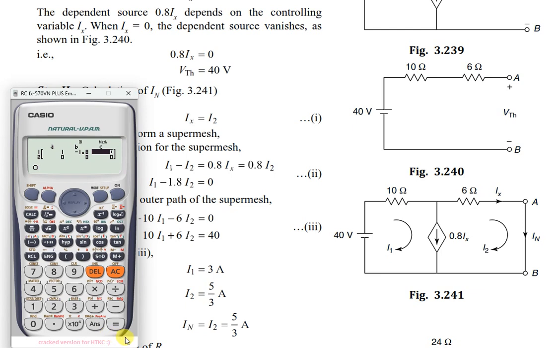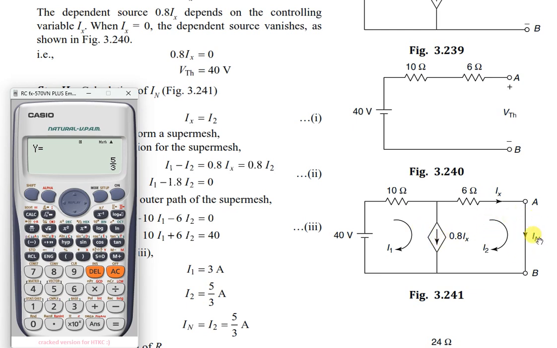Once again you have to enter 0 is equal to, next to 10 I1. You have to carefully enter the coefficient of I1 only in the beginning. And 6 is equal to 40. So if you solve this, we are going to get x is equal to 3. X means I1 equation current is 3 amps and I2 is 5 by 3.